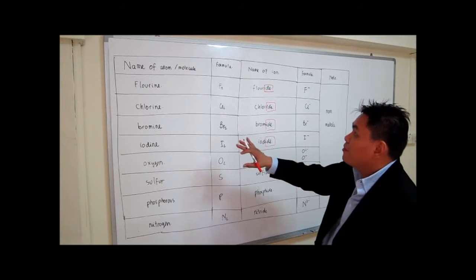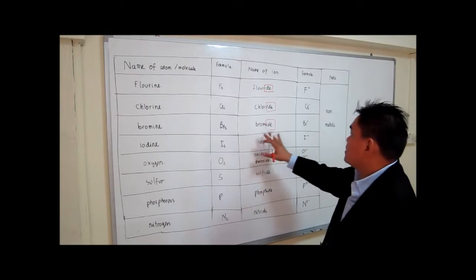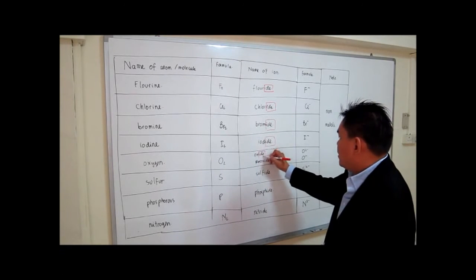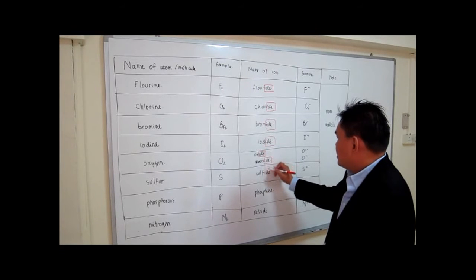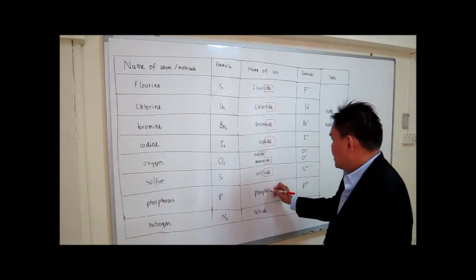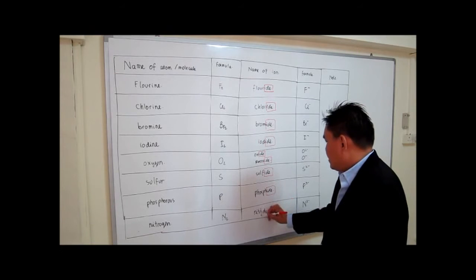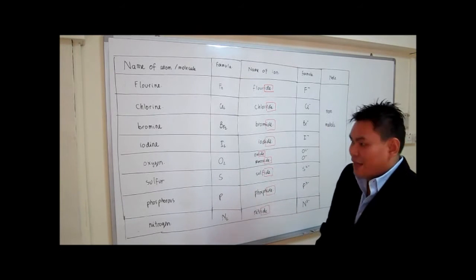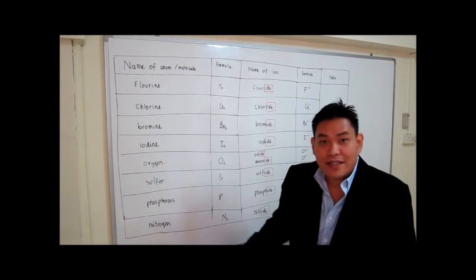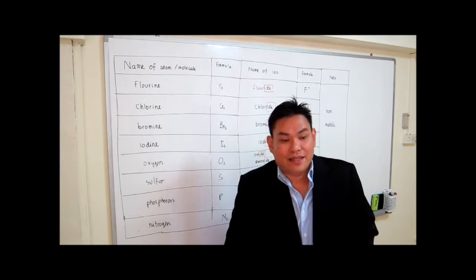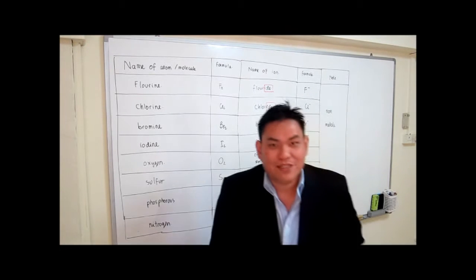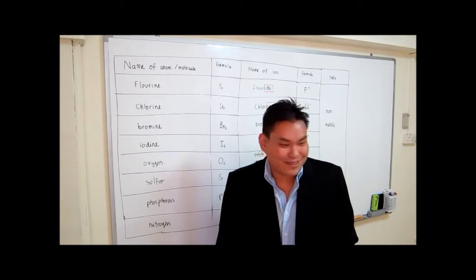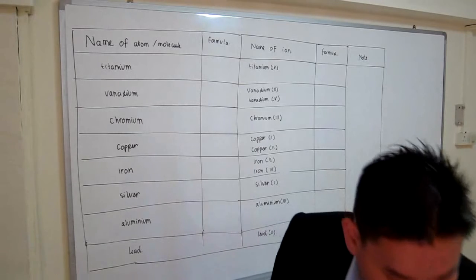So you see, for all the non-metals, when they form ions, usually it ends with IDE when they form monoatomic ions. The next part will be how to give name to ions made from transition metals on the next video.